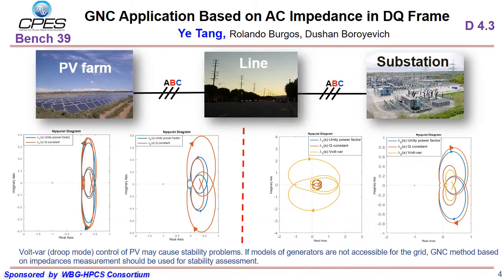After getting the impedances of PV generator and grid, GNC can be applied to assess stability. In the first two cases, the connection is stable when PV is under unity power factor or Q constant control modes. But the connection is not stable if PV is under Joule mode. Joule mode control of PV may cause stability problems. The hardware experiment shown later will prove the assessment's results from GNC.